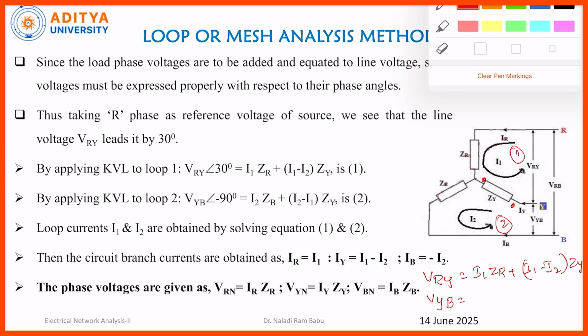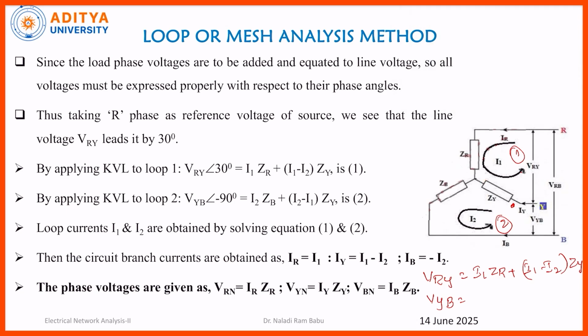Here I have taken I2 as the reference, so I am erasing this part and keeping this part. See here, the current I2 is entering at this point, and I1 current is leaving at this point. So I2 minus I1 into ZY plus I2 into ZB. So I have drawn the two KVL equations for this.